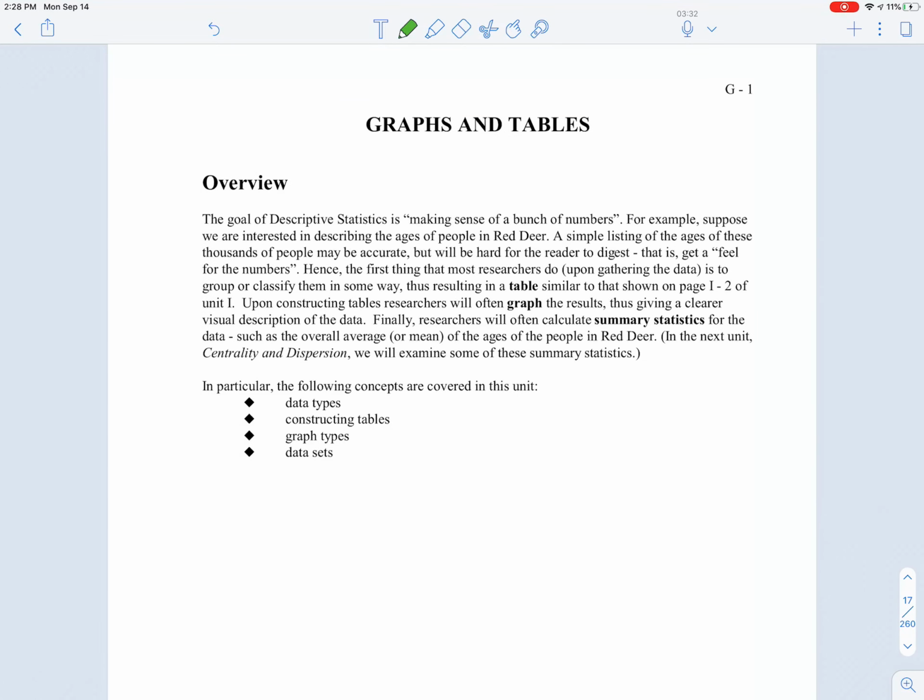The subtopics that we'll be dealing with here are on data types, which is a really important concept here. And that's going to be actually the focus of this very short lesson today. And then I'll go on to the rest later, which will be on how to construct tables. And then we'll look at some graph types. At the very end, there's some data sets which are the data that we use when we're going through examples here.